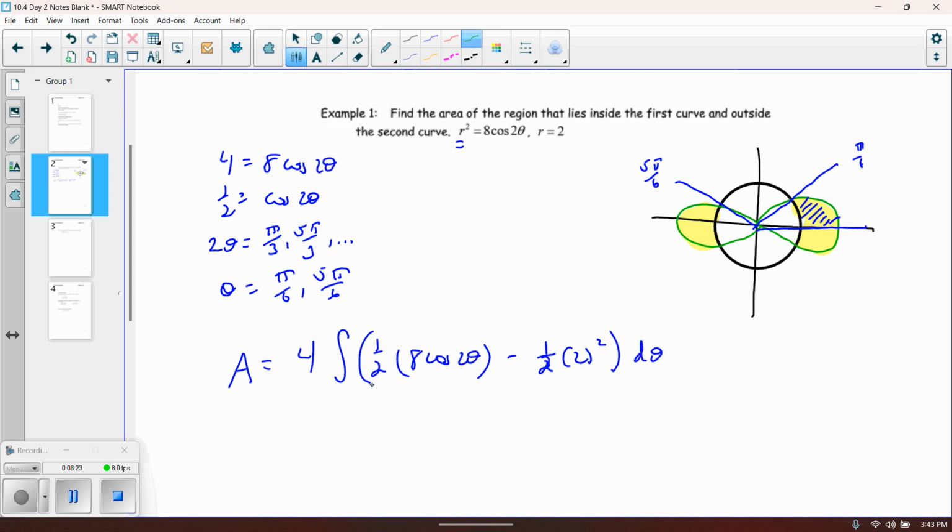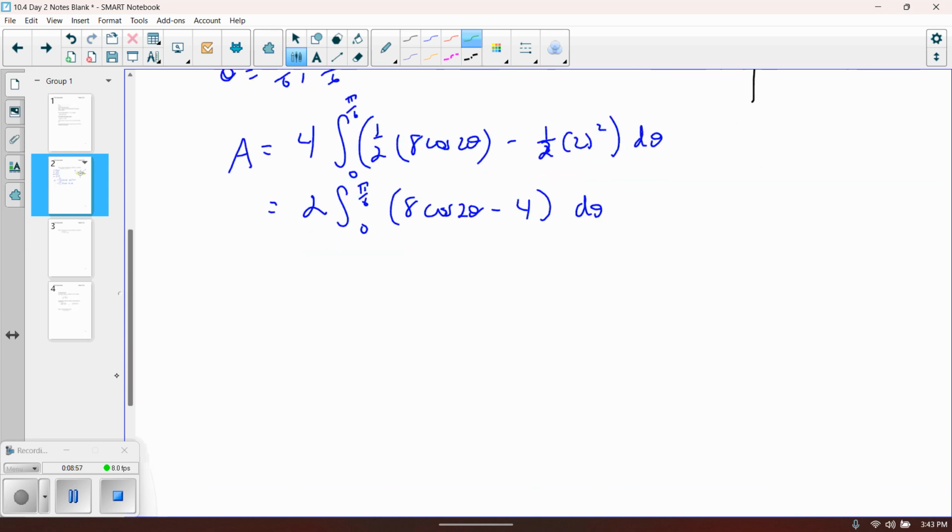I can factor the 1/2 out to the front. There's actually more that I can factor. We'll deal with that in a second, but we'll take it step by step, which means I'm going to get a 2. Forgot my bounds. This is going to be 0 to pi sixth of the integral from 0 to pi sixth, which leaves us with 8 cosine of 2 theta minus 4. So hopefully technically you see I could factor out another 4 from each one of these things. It's not really necessary in this case, but you could if you wanted to.